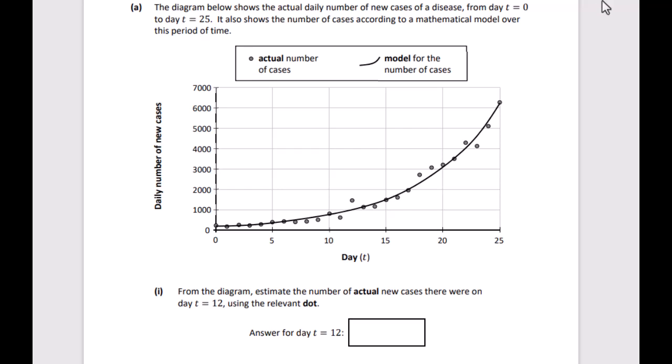So the question is, from the diagram, estimate the number of actual new cases there were on day t is equal to 12 using the relevant dot. So t is equal to 12 is going to be here. This is t is equal to 10, this is t is equal to 11, this is t is equal to 12. So if you come over here, you should end up somewhere around here, which I'm going to say is 1500. So it's the daily number of new cases is 1500 on day 12. So 1500 can go there.